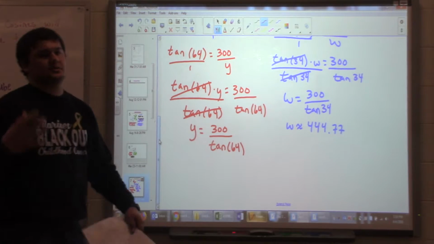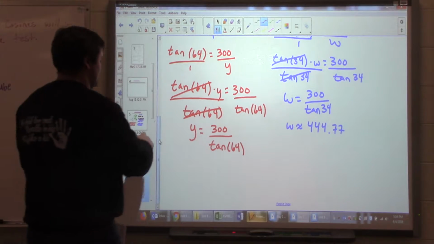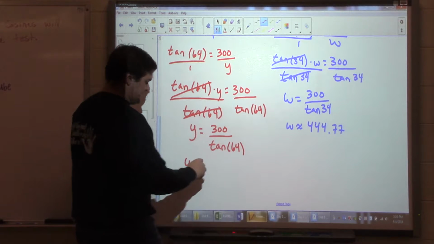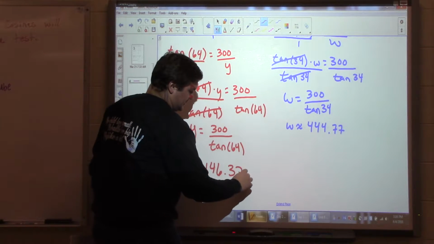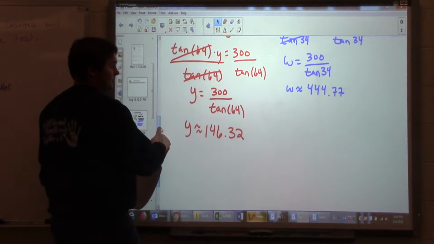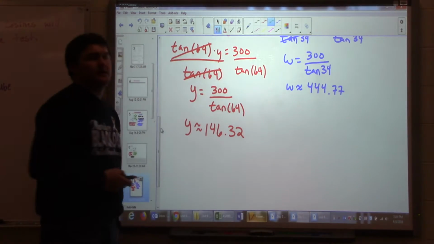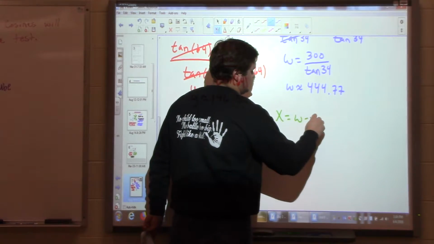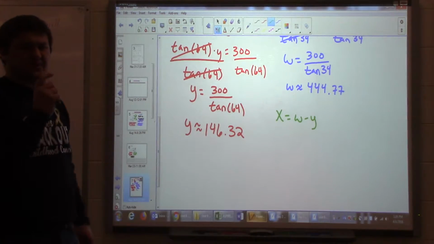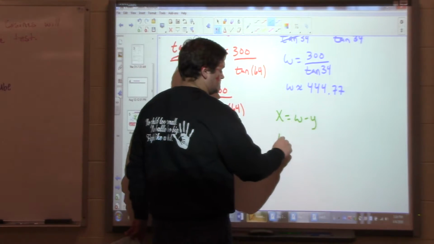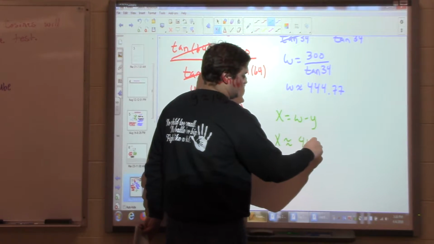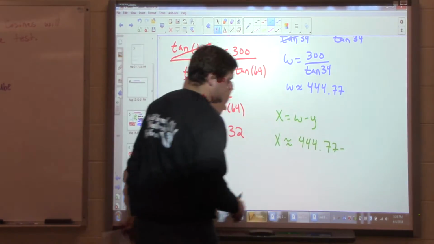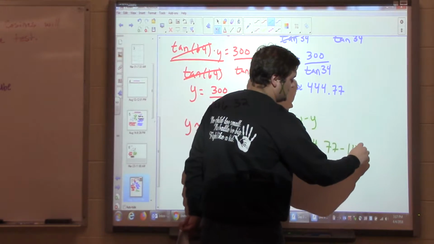Punch that in your calculator, making sure we're in degree mode. Right, rounding to the nearest hundredth. Y is approximately, we get 146.32. Now, I found both W, I found Y. Now what I need to do is subtract them. Remember we said X equals W minus Y. Big piece minus little piece is just that little piece we're looking for. So X is approximately 444.77 minus 146.32.